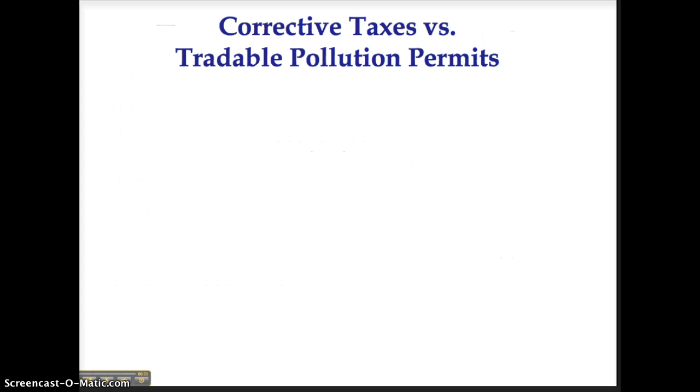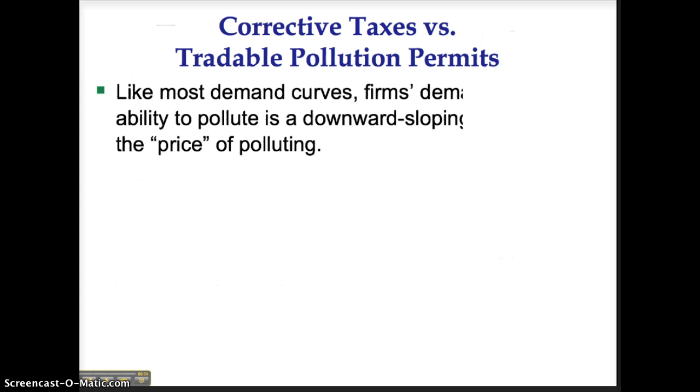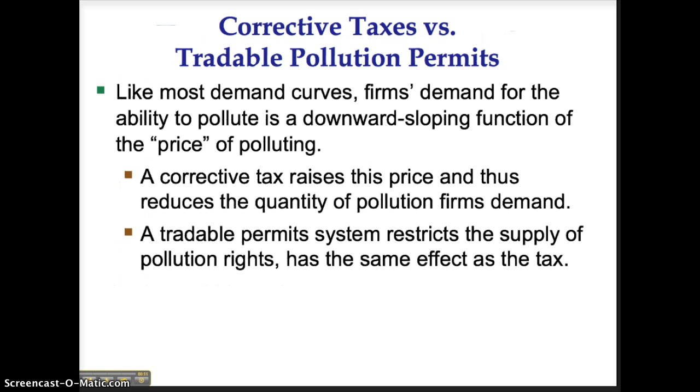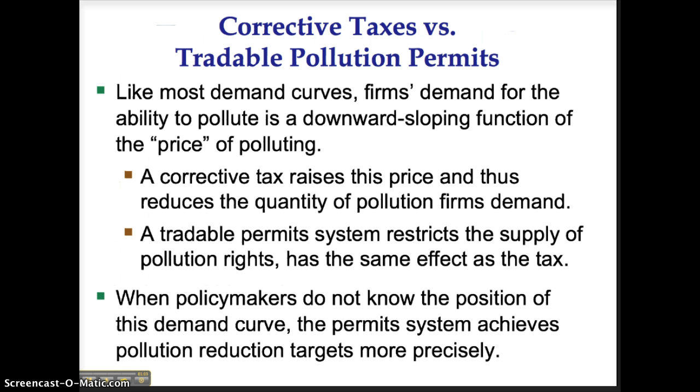Let's compare corrective taxes to tradable pollution permits. Like most demand curves, firms' demand for the ability to pollute is a downward sloping function of the price of polluting. A corrective tax raises this price and thus reduces the quantity of pollution firms demand. A tradable permit system restricts the supply of pollution rights and has the same effect as the tax. When policymakers do not know the position of this demand curve, the permit system achieves pollution reduction targets more precisely.